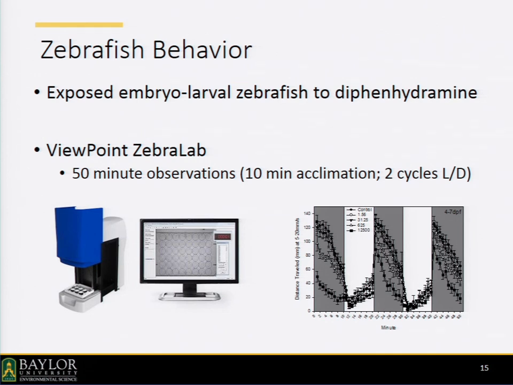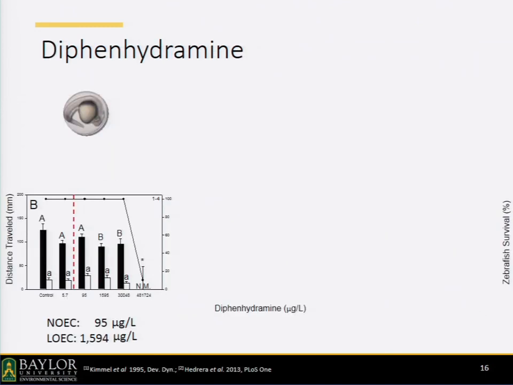It's a 50-minute protocol that alters light and dark photoperiods, where you can see there's a 10-minute dark acclimation period followed by 2 cycles of 10 minutes light, 10 minutes dark. And similarly to the mortality data, I'll superimpose each developmental stage. But to give you your bearings again, on the x-axis we have diphenhydramine concentration. On the left y-axis we have distance traveled. That's represented by the black and white bars for the dark and light photoperiods.